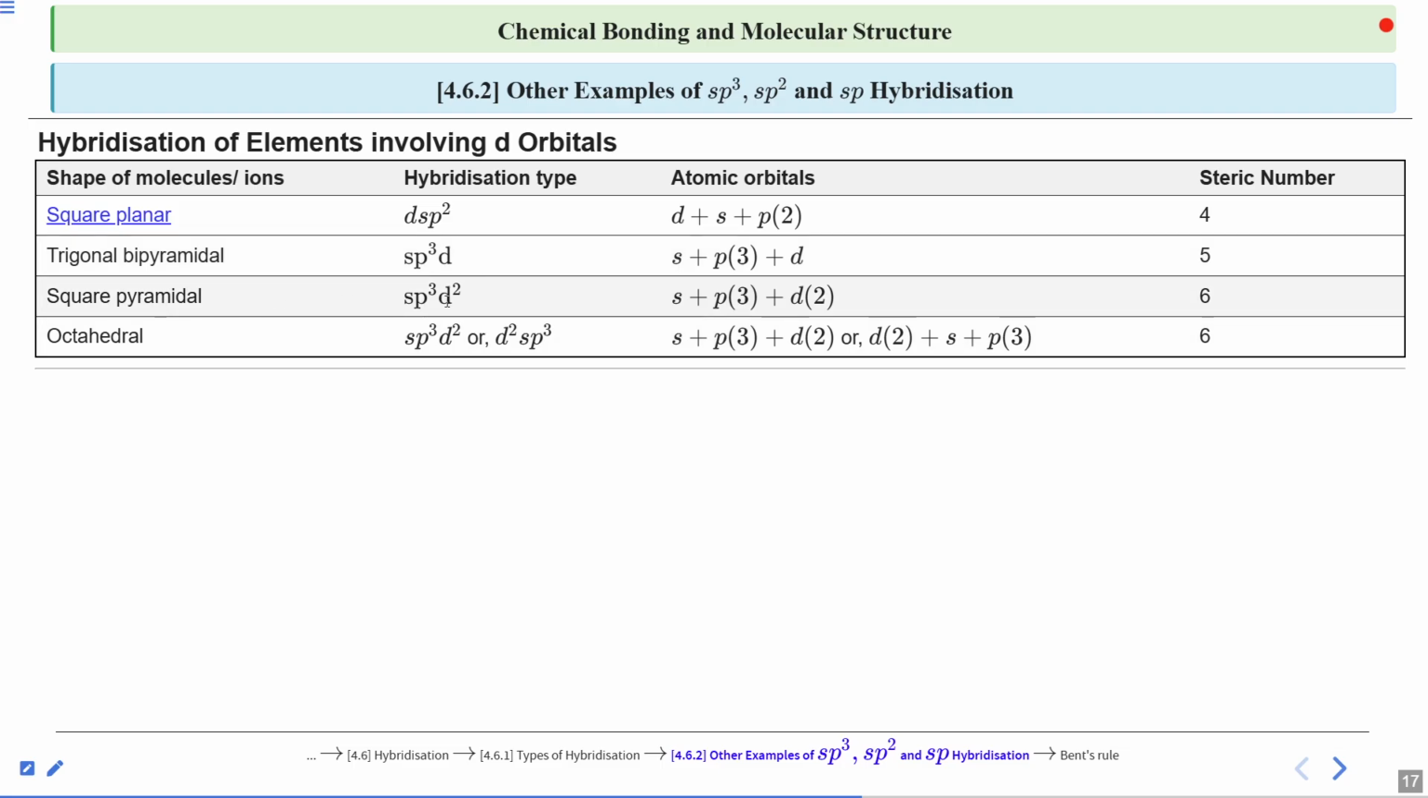Square pyramidal, 5 atomic orbitals are involved. Sorry, 6 atomic orbitals are involved. So 6 is the steric number. And lastly, octahedral also has 6 hybrid orbitals, which is sp3d2 or d2sp3, which results in a steric number of 6. Now we will talk about them in detail.